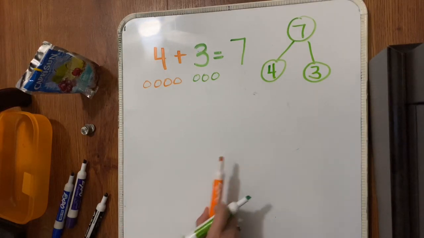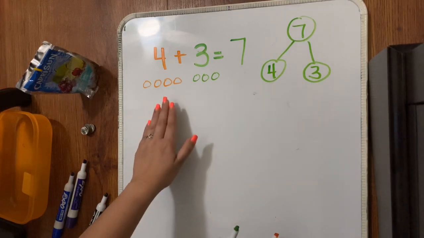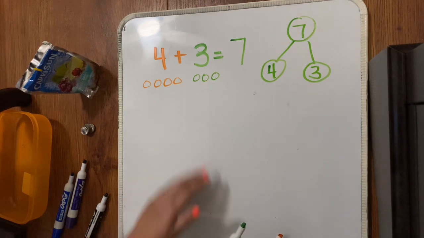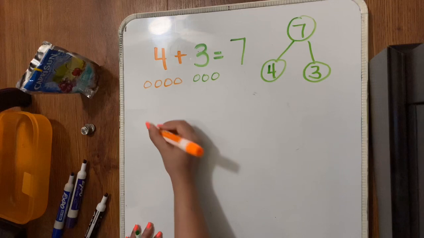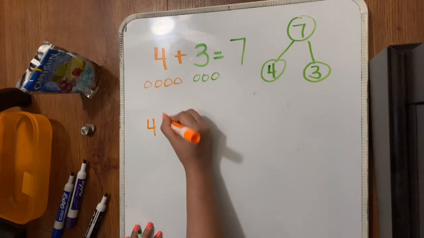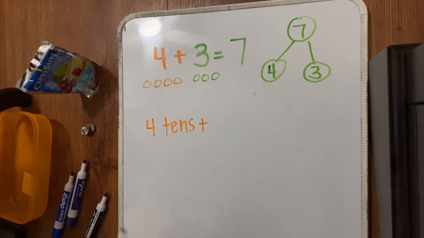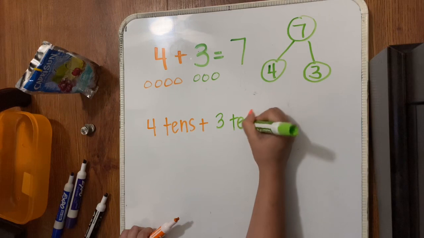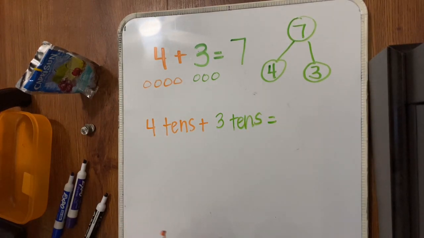All right, so now we're going to go ahead and change our units. Instead of saying 4 dots plus 3 dots equals 7 dots, we're going to change our unit. Instead of dots, we're going to use tens. So let's try it out like this. So 4 tens plus 3 tens equals our answer.